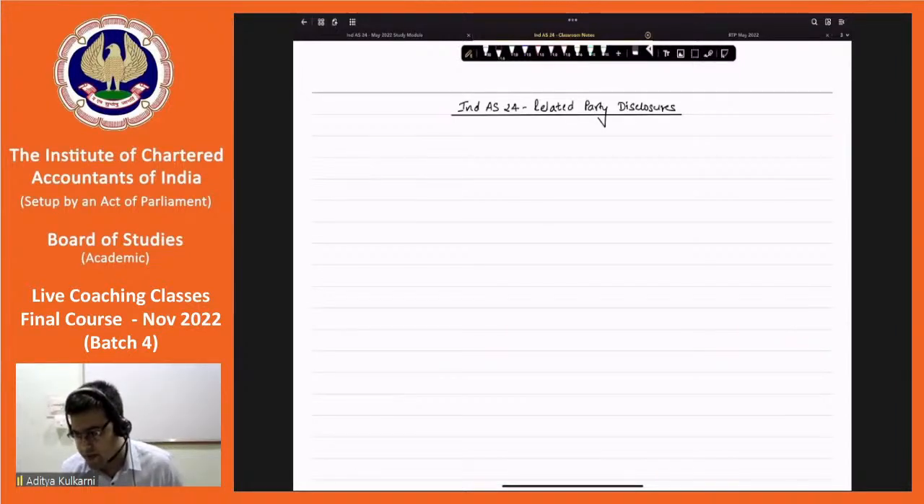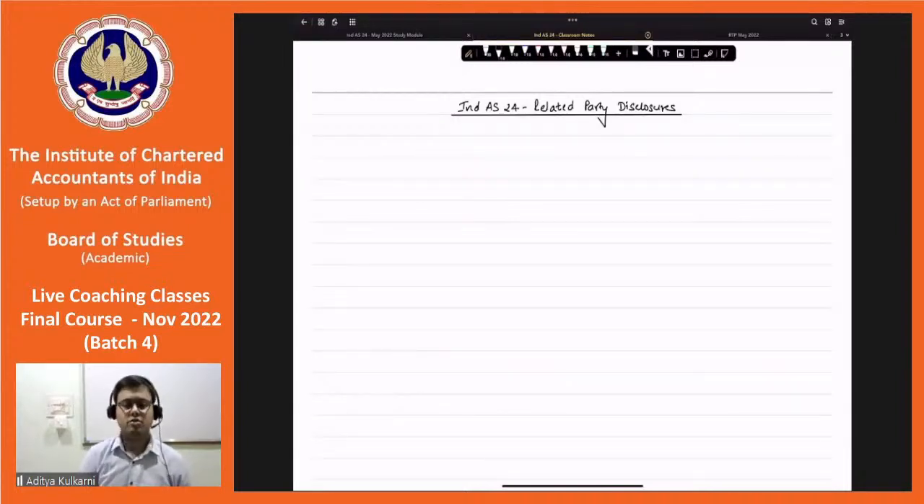We completed EPS in the last class. That was also a disclosure standard. Related party disclosures, Ind AS 24, is also a disclosure standard. It is drawn from IAS 24. Did we have a similar standard in the AS regime? We had a similar standard, AS 18, that dealt with related party disclosures.